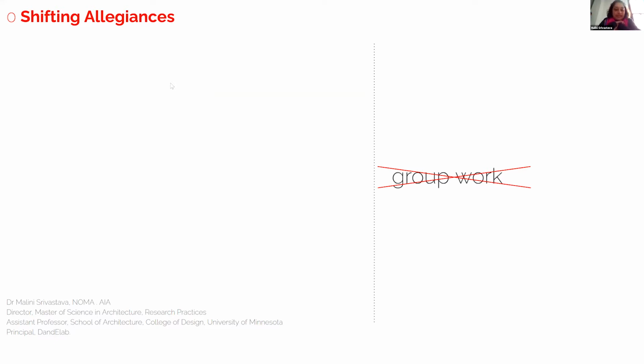What I'm going to be presenting to you today is a pedagogy for cooperative learning in design studios called Shifting Allegiances. It has an emphasis on shared student authorship and a learning process based on productive comparisons of student work. It is not group work as it is commonly understood.